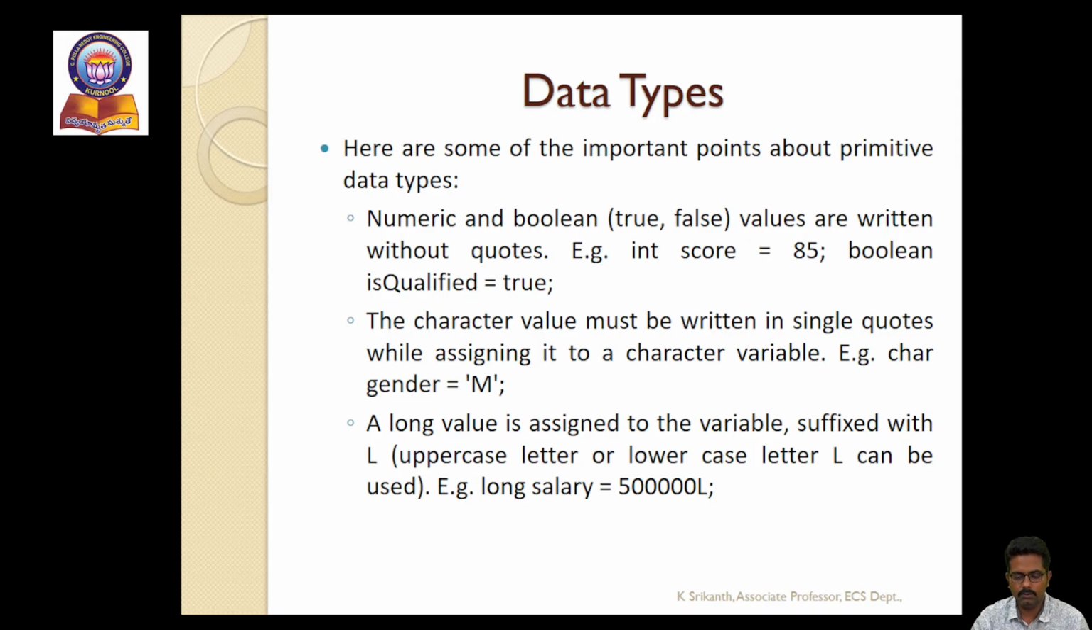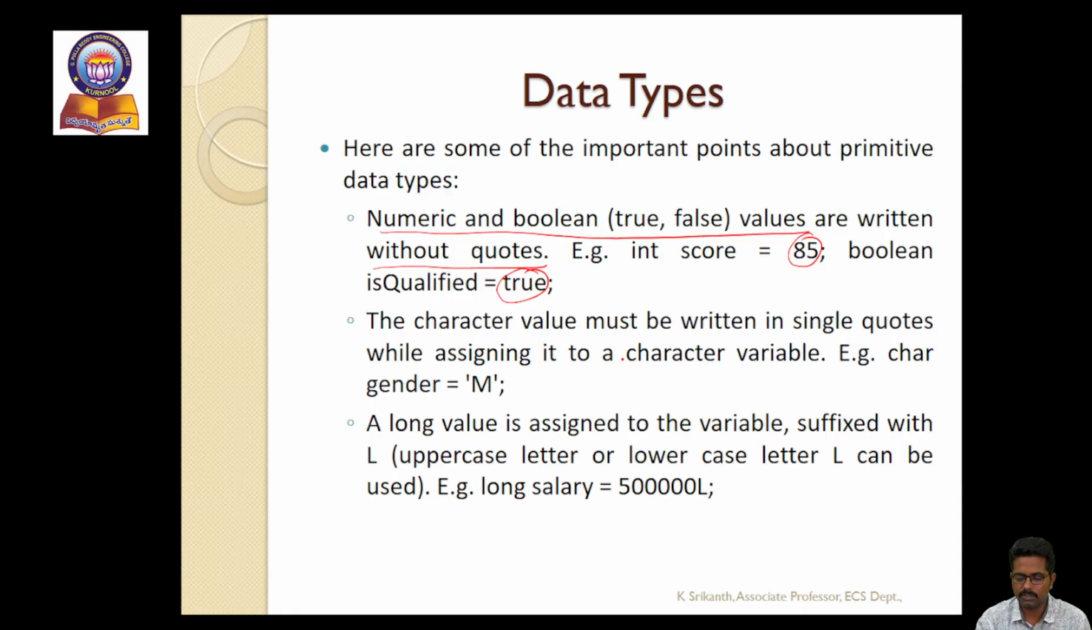So we need to remember some important points related to primitive data types. The numeric and Boolean values are written without quotes. So there is no need for any quotes while writing numeric and Boolean values. If you see 85, we didn't write it in single or double quotes. Similarly, a Boolean value true or false should not be in double or single quotes, which is an error in the Java language.